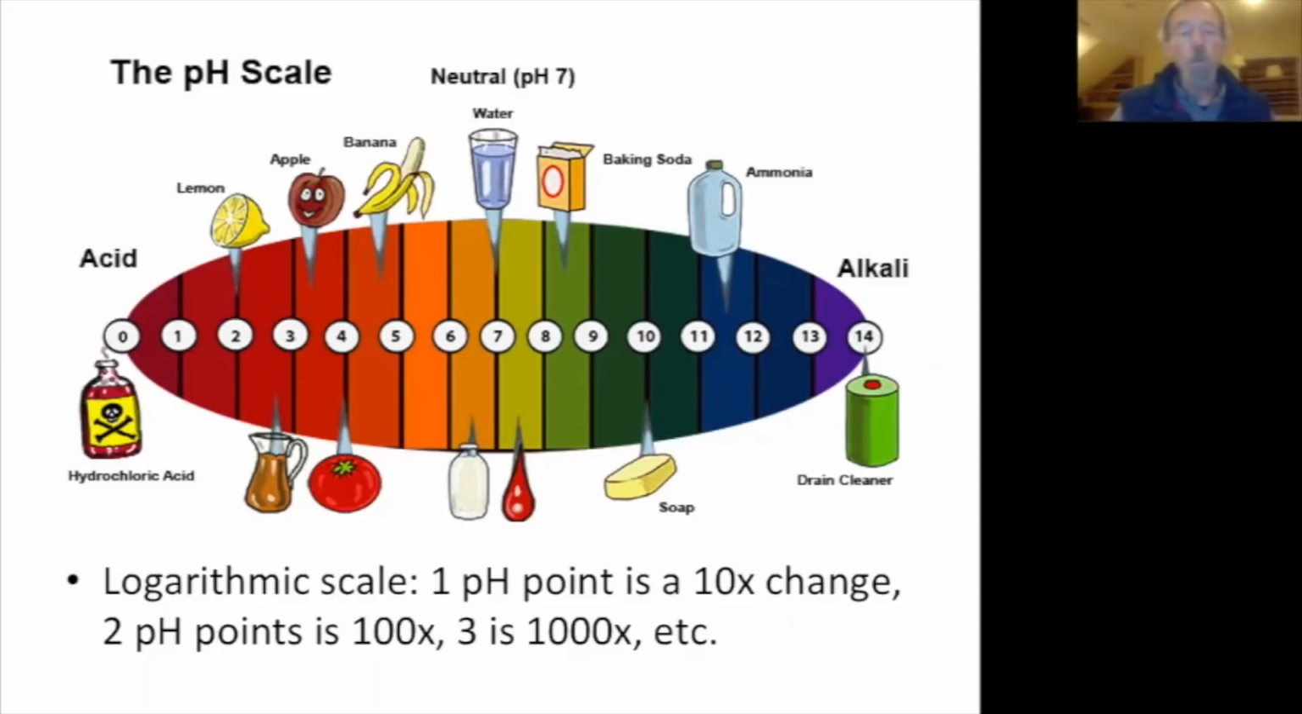And if you go down 1 point to pH 6, towards the acid, that is 10 times more acidic than pure water is. It's a logarithmic scale, so 1 point is a tenfold change. And then pH 5 is 100 times more acidic than pH 7 is, and pH 4 is 1,000 times more acidic, and so on. So by the time you get down to something like lemon juice, we're talking 100,000, even up to 1,000,000 times more acidic than water is. So it's really potent when you're changing pH.